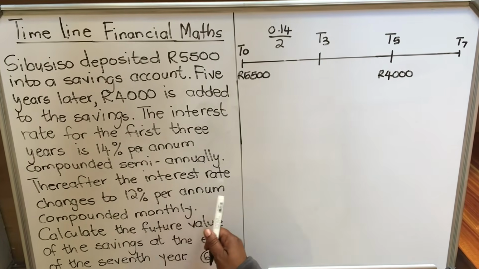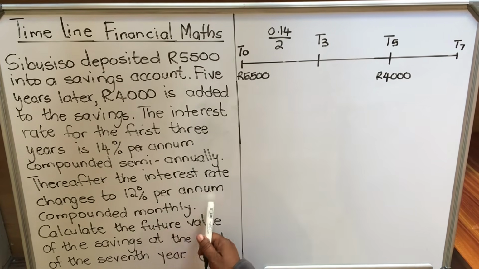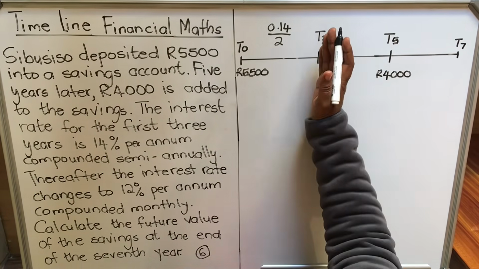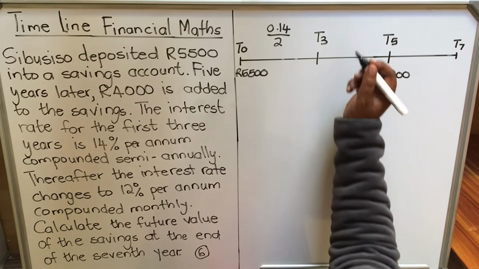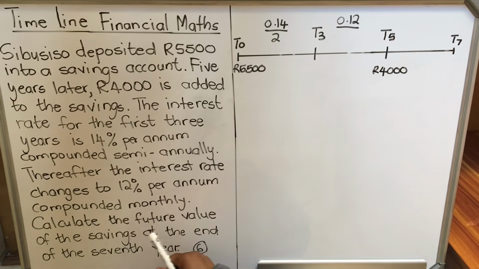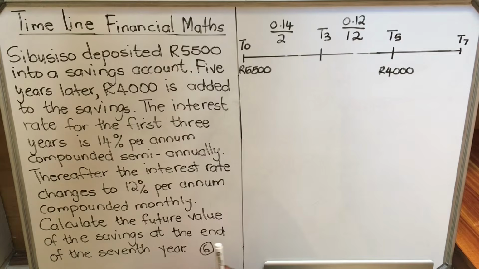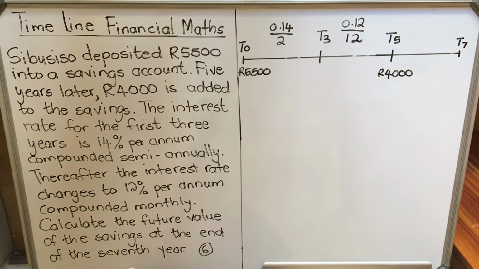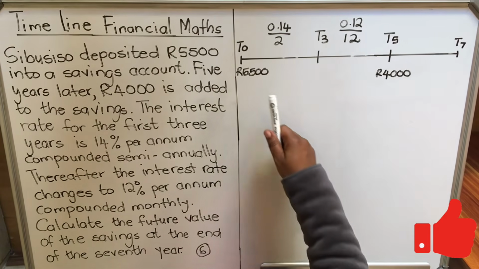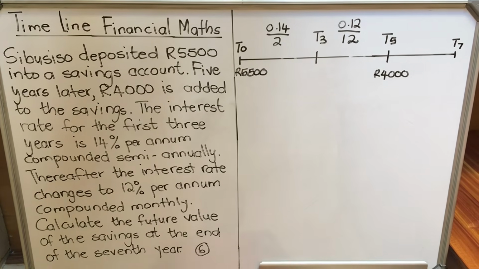Thereafter, the interest rate changed to 12% per annum compounded monthly. Okay, it means after these 3 years, they change it to 12%. 12% is 0.12 divided by, it says compounded monthly, so it's divided by 12. And then calculate the future value of the savings at the end of the 7 years. So it means this money stayed in the bank for 7 years. Okay, let's see how we calculate that.